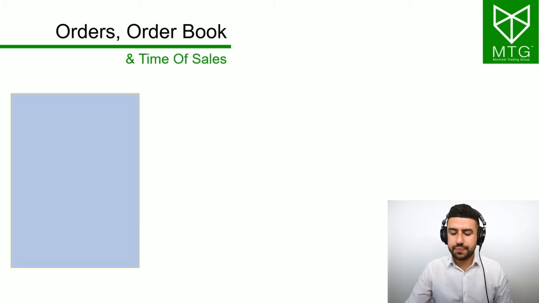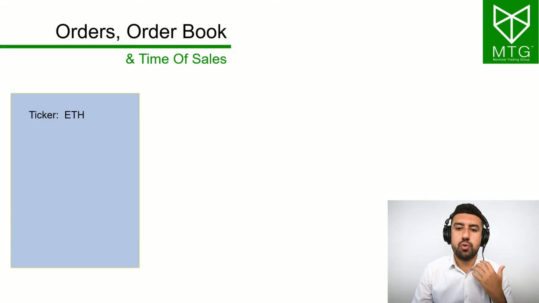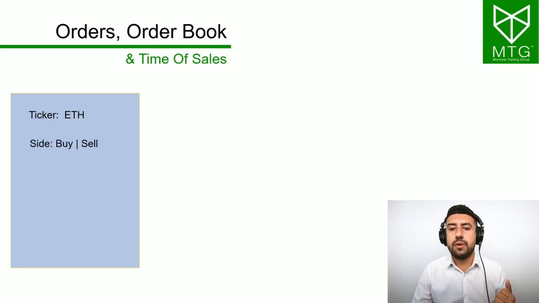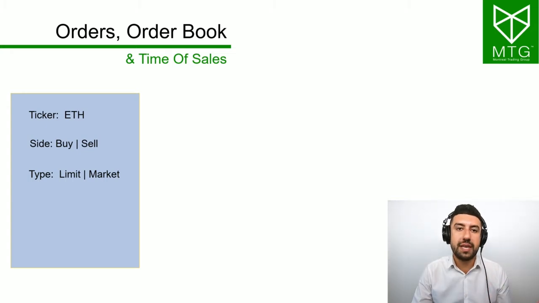Okay, so when you send an order, the first thing you're going to put on this order is the ticker. So in this case, let's say we want to buy Ethereum. We'll put Ethereum on there. Then we want to decide, is it a buy or is it a sell order? So pretty straightforward. Then we're going to say, is it a limit order or a market order? So that's what type of order are we sending?